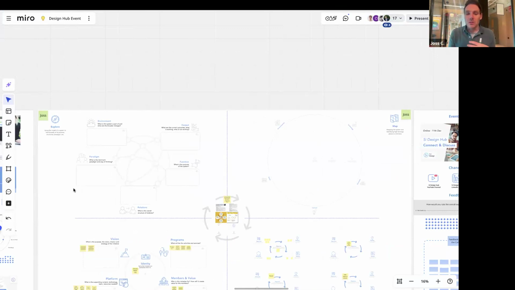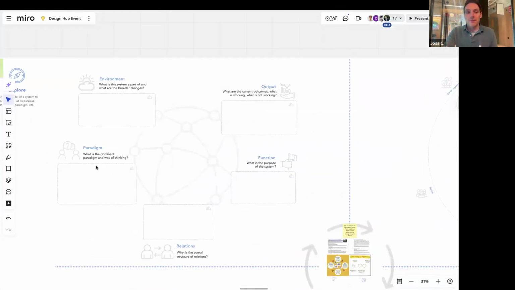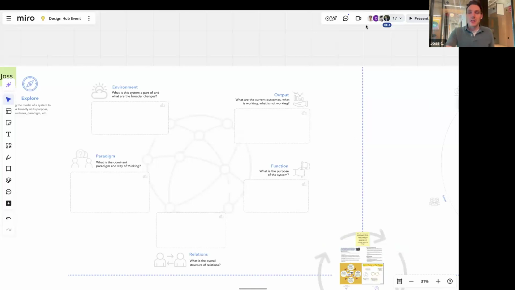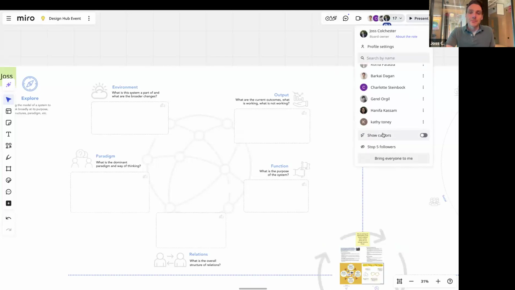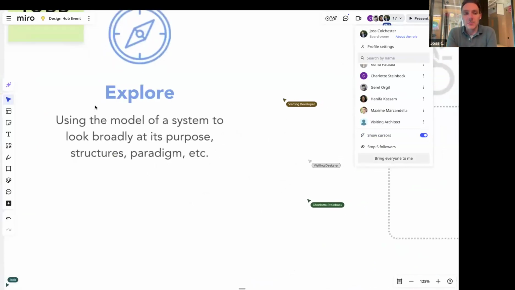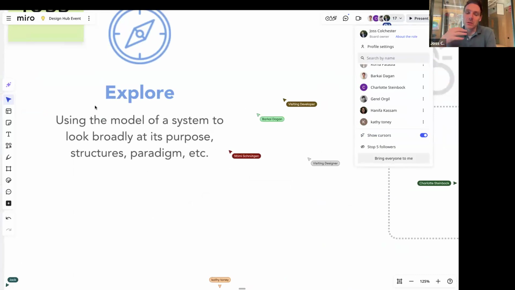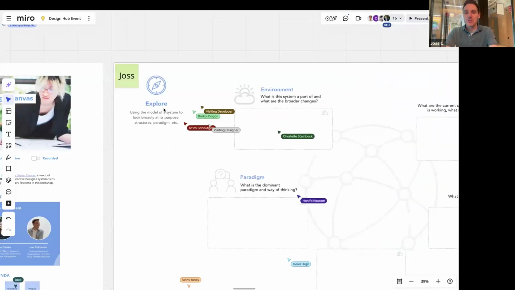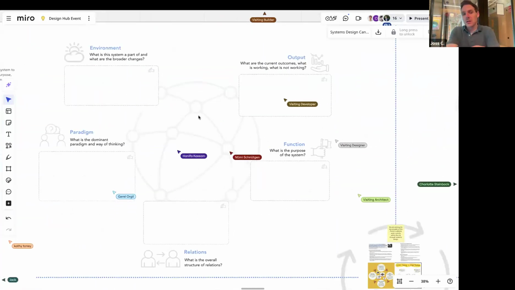And I'll be doing the top 2 quadrants, and then my colleagues Roma and Giselle will be working on the bottom ones. So here we are on the top left, and this is all about exploring the challenge from a systems perspective. So we're going to use the model of a system, as we'll see now, to look broadly at the overall purpose, structure, mental models, and so forth adopted in that context. So let's take a look at that. It's kind of an adapted template from our systems modeling canvas.